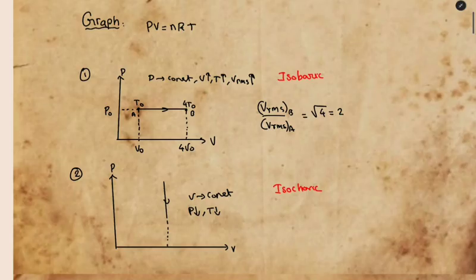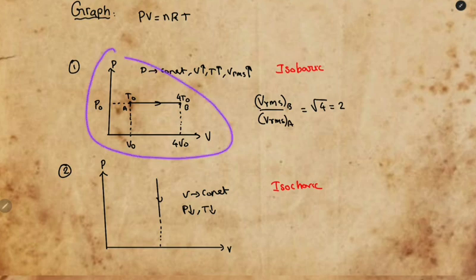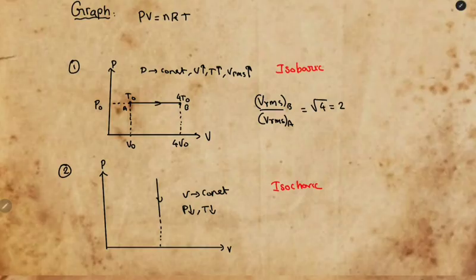If you understand these graphs, I swear you can attempt almost every question in JEE Mains. So PV is equal to nRT, and from this we are going to draw certain graphs. As you can see, this is a P versus V graph, and simply it's going to be a straight line. Let's say the initial volume is V0 and the final volume is 4V0.